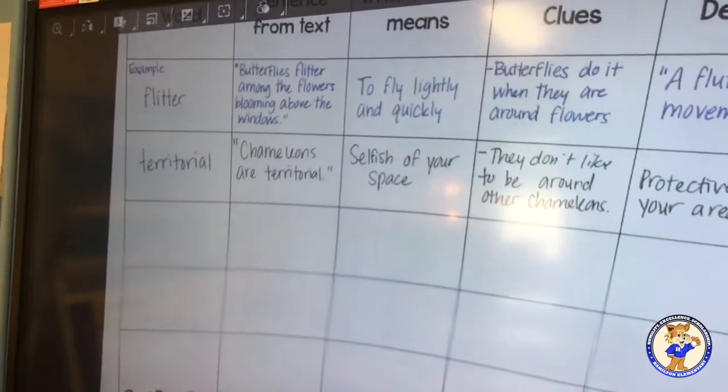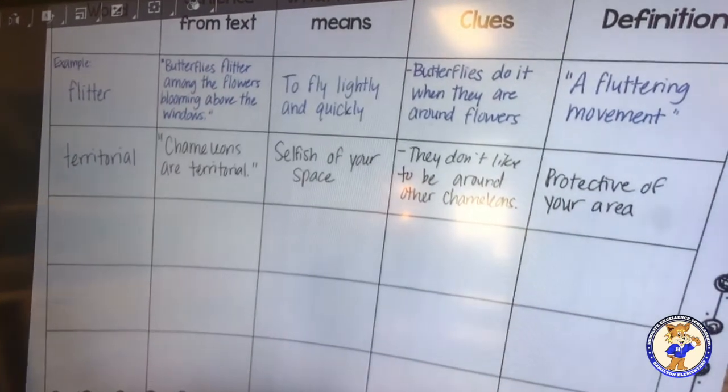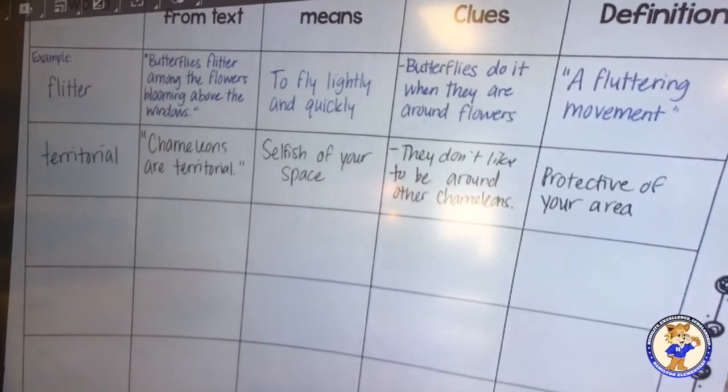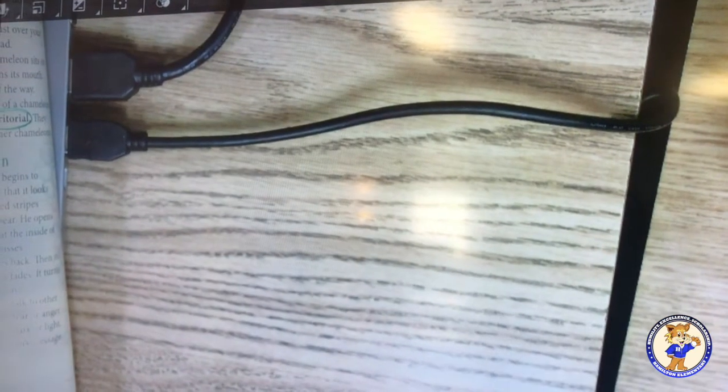You need to have 1, 2, 3, 4 words from your article and use context clues to figure out their meaning. If you don't have enough words in that article, you can look at other articles in your magazine too. All right, so I'm going to my last assignment here.